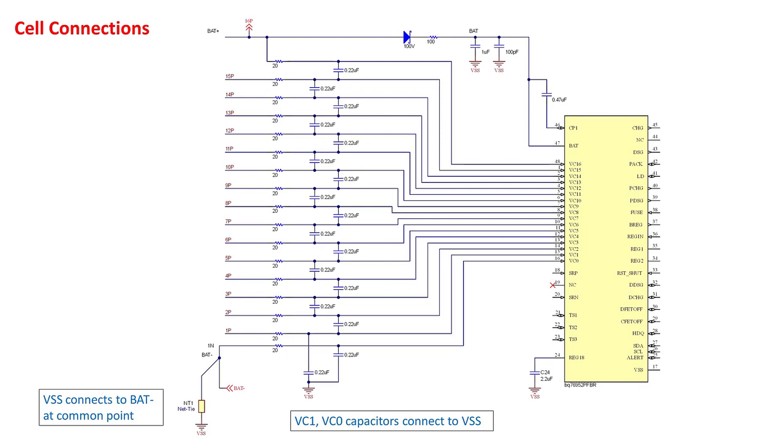Next, let's look at the connections for the cell voltage measurement pins VC0 to VC16. Each of these pins has a cell input resistor and a cell input capacitor. These components filter noise for the cell input voltage measurement. The cell input resistor values can range from 20 ohms to 100 ohms, and the cell input capacitors can range from 0.1 microfarad to 1 microfarad, with a 0.22 microfarad typical recommended value.